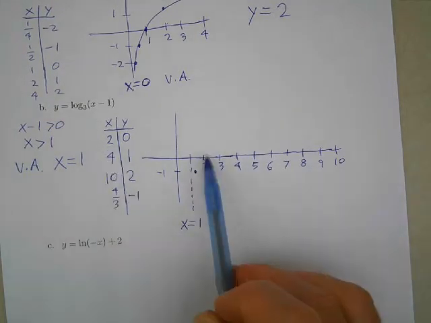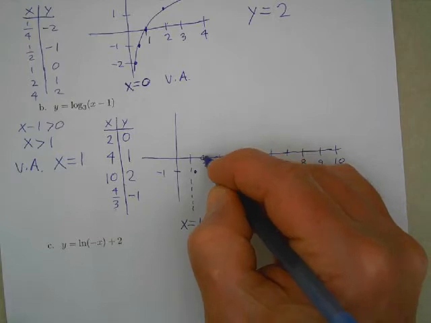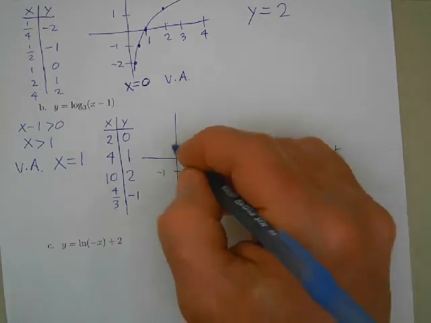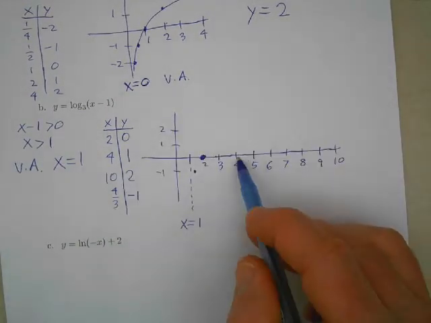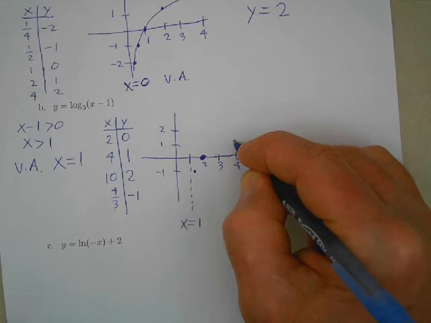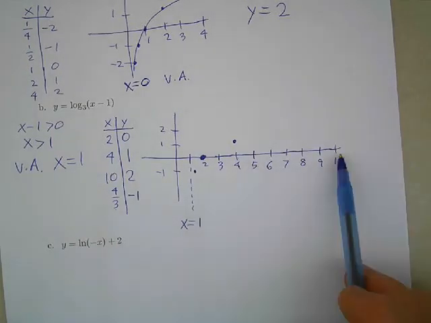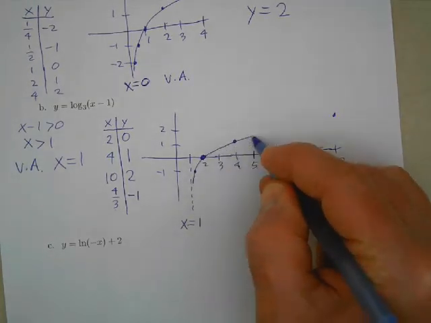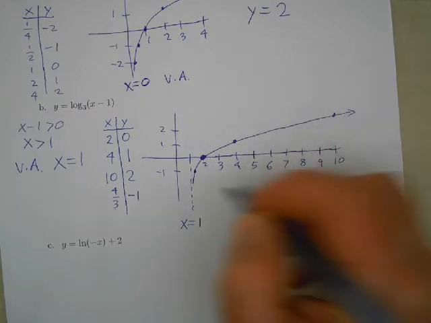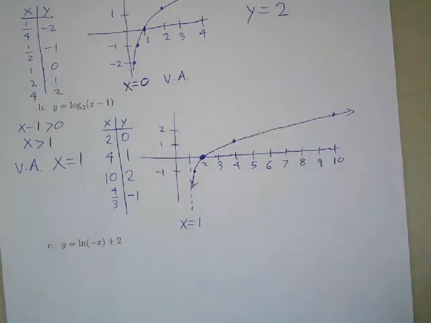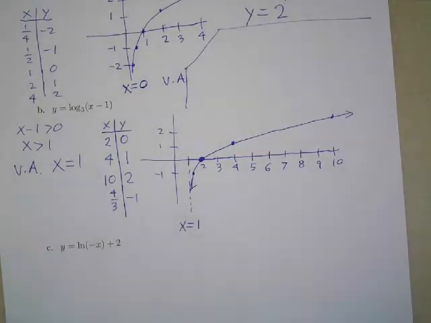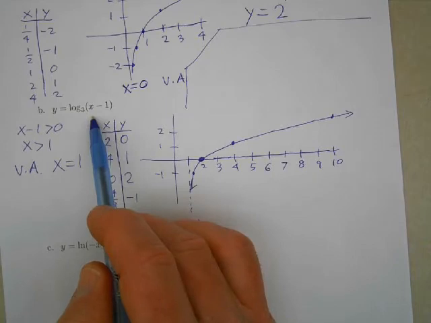When x is 2, the y-coordinate is 0, so we have our x-intercept. When x is 4, the y-coordinate is 1, so 4, 1 is a point on the graph. When x is 10, the y-coordinate is 2. So this is just a rough sketch of that logarithmic function. Okay, and we'll use this space up here to find the inverse of this function.